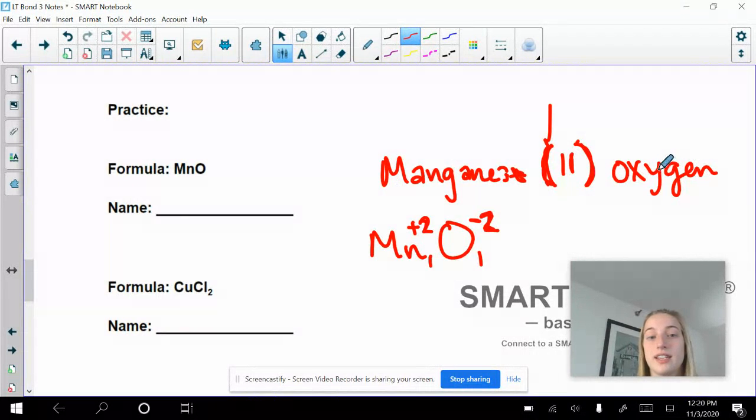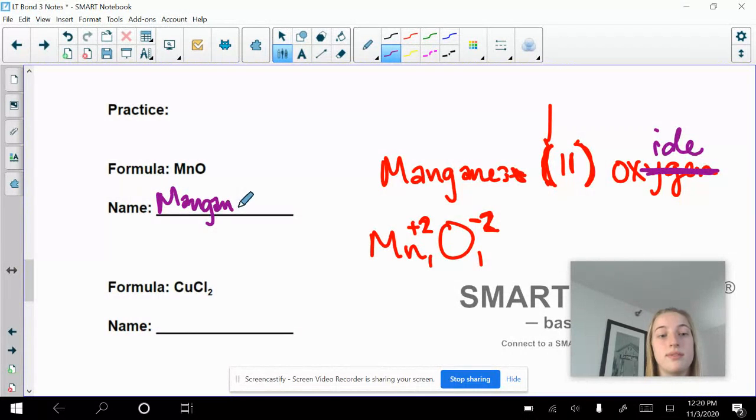The last thing that I need to do is switch my suffix, my ending for oxygen, to "ide." So my final answer, I have manganese(II) oxide.